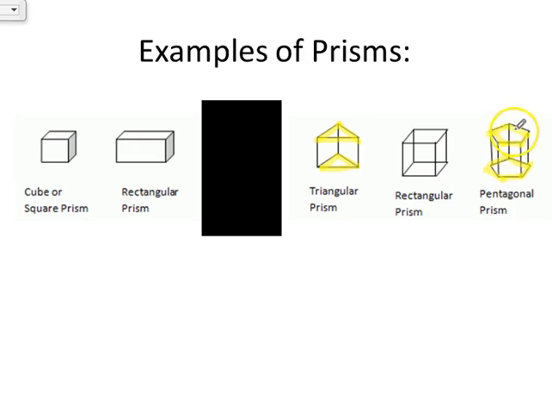We've got five-sided bases, which we called pentagons. So this would be a pentagonal prism. The rest of the faces are parallelograms or rectangles.